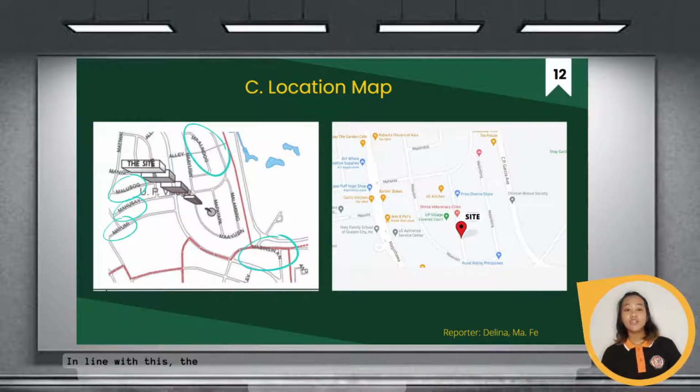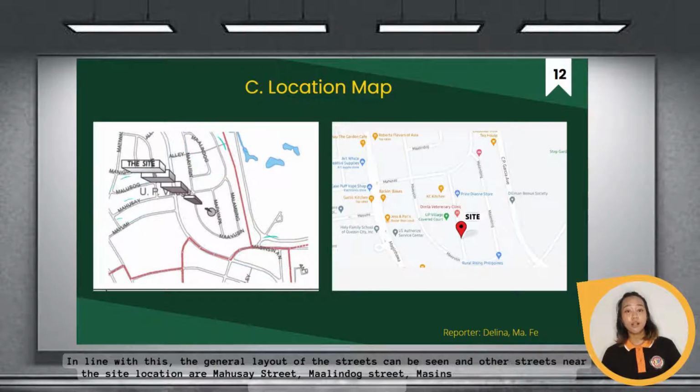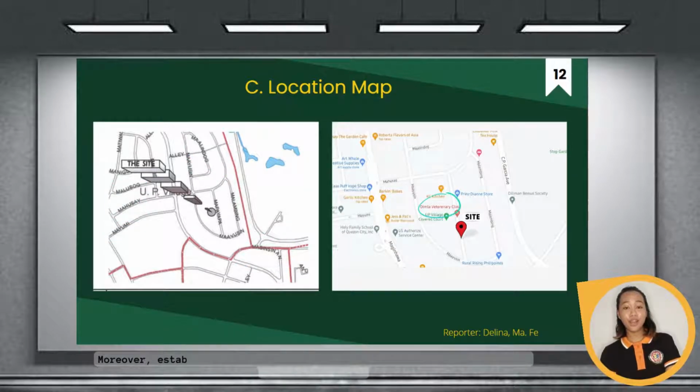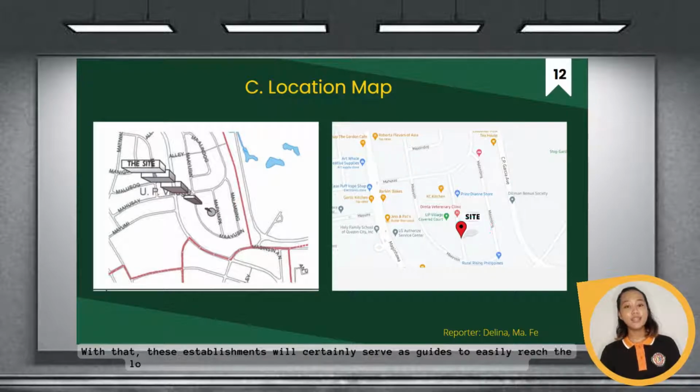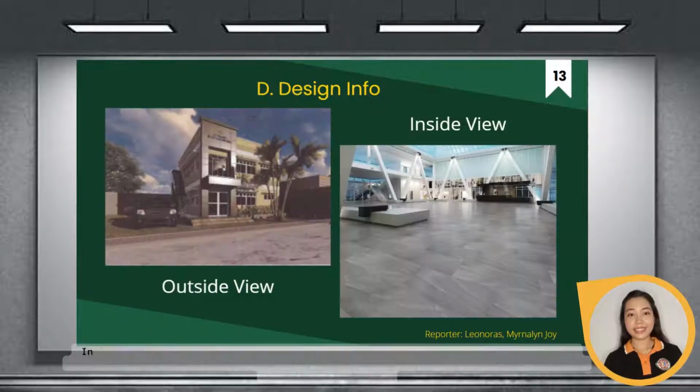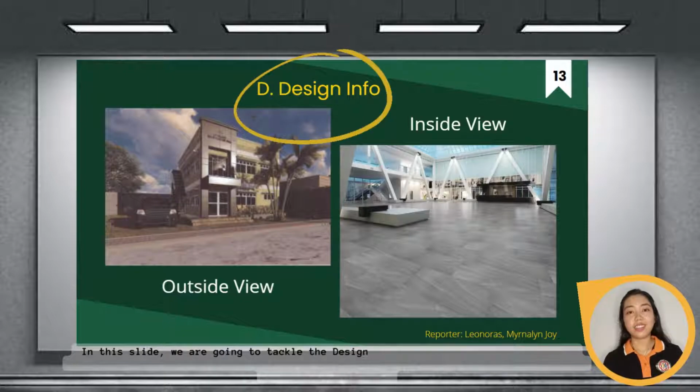In line with this, the general layout of the streets can be seen, and other streets near the site location are Mahusay Street, Maalindog Street, Masinsinan Street, Malusog Street, and Bayumi Street. Moreover, establishments or community facilities near the site are Dimla Veterinary Clinic, UP Village Covered Court, and UP Village Park. With that, these establishments will certainly serve as guides to easily reach the location of our proposed project, the Sinadya Multi-Purpose Hall.